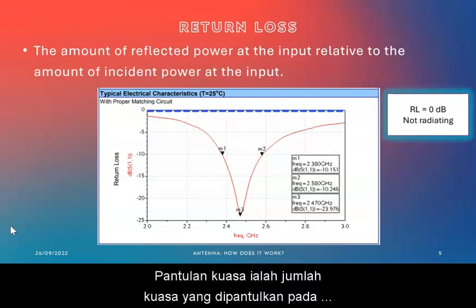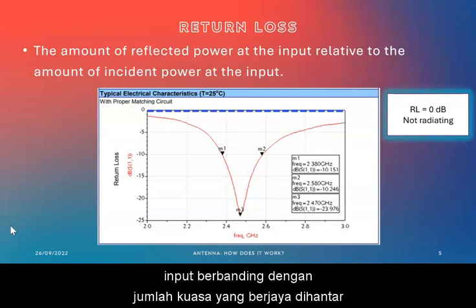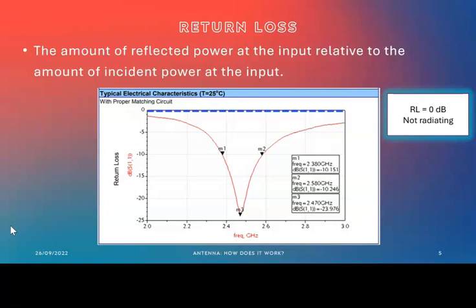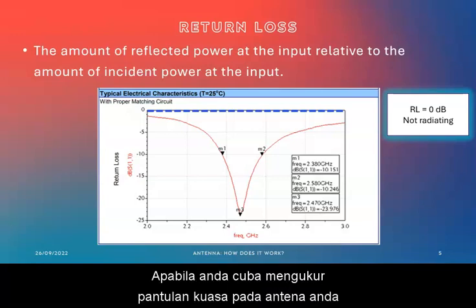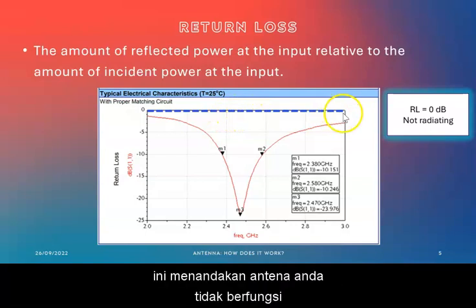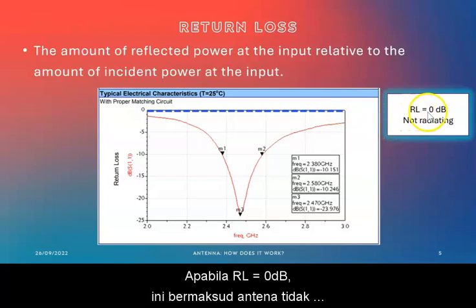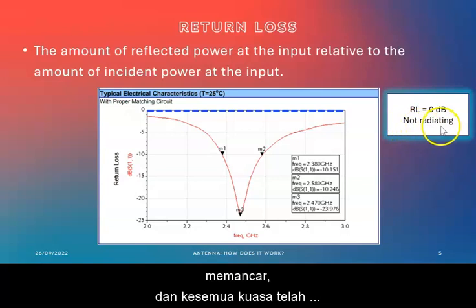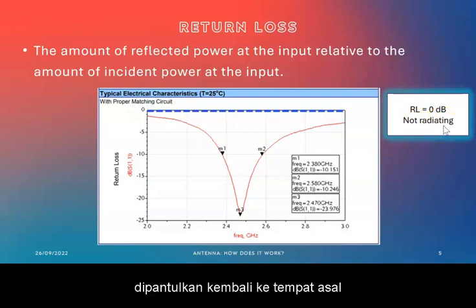Return loss is the amount of reflected power at the input relative to the amount of incident power at the input. Refer to the figure. When you try to measure the return loss of your antenna, and a blue line like this appears, it means that your antenna is not radiating at all. When your return loss is equal to 0 dB, it means that your antenna is not radiating and everything is being reflected back.